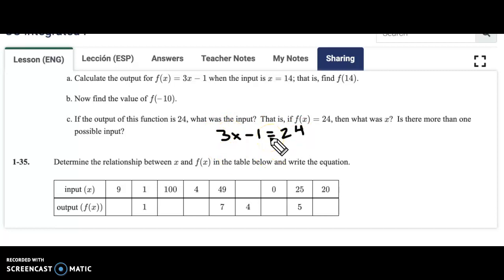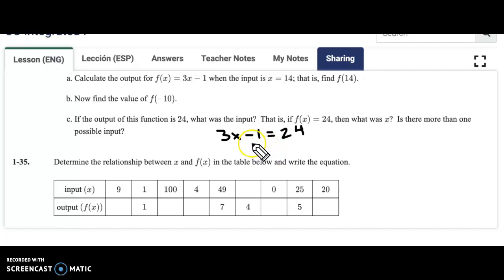Okay, well, in our first chapter, we learned how to solve an equation. So one thing we could do is solve this equation. The other thing is we could kind of guess and check. We could say, okay, well, let's try 5. If I plug in a 5 here, 5 times 3 is 15. 15 minus 1 is 14. Okay, so that's not 24. So let's go something a little bit bigger. Let's try 8. 8 times 3 is 24, but minus 1 is not. Okay, so you can guess and check.